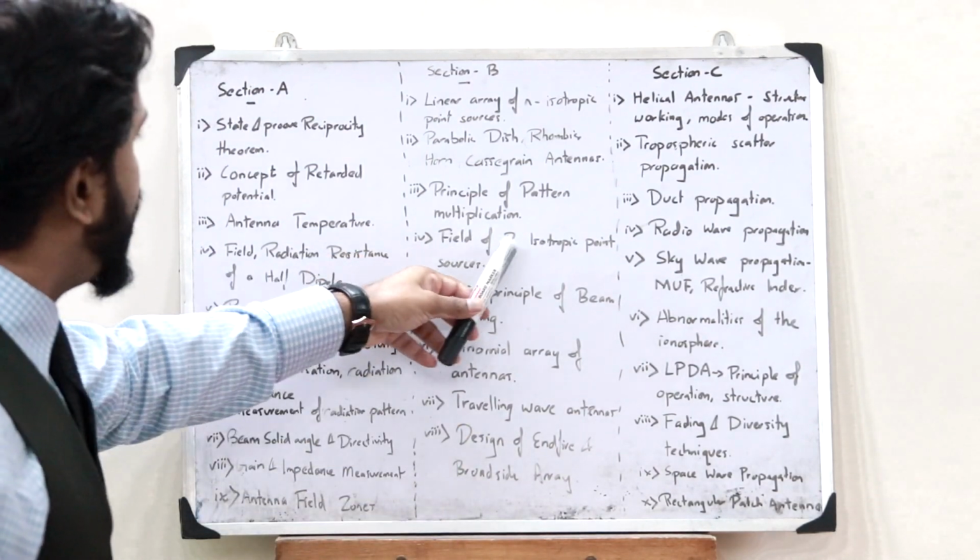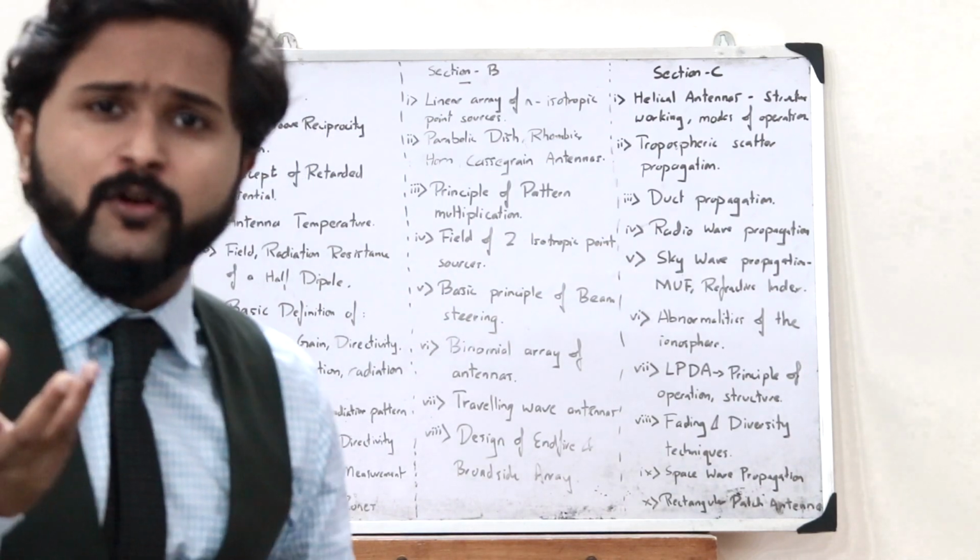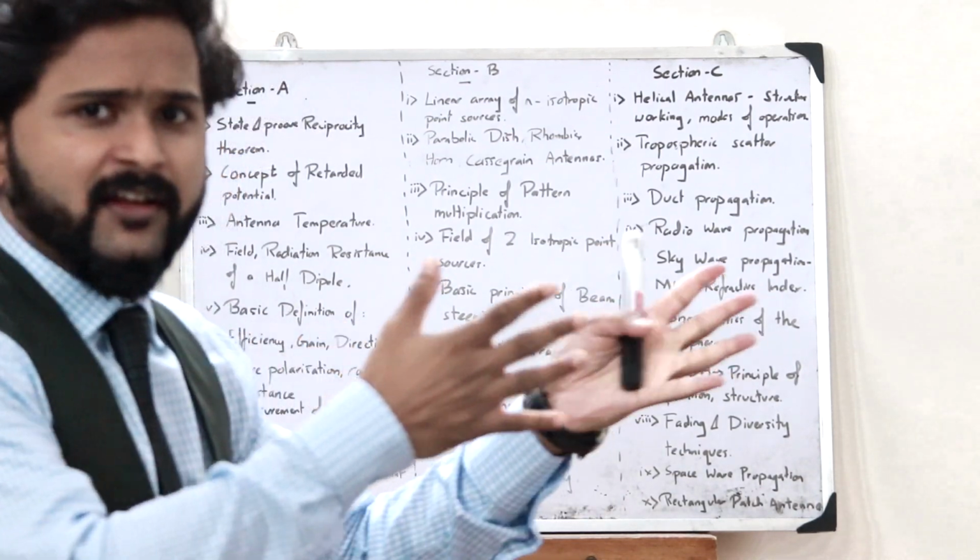Then go through the field of two isotropic point sources. Then after that you have to have a basic simple idea of what you refer to as beam steering, that is steering the direction of the beam.